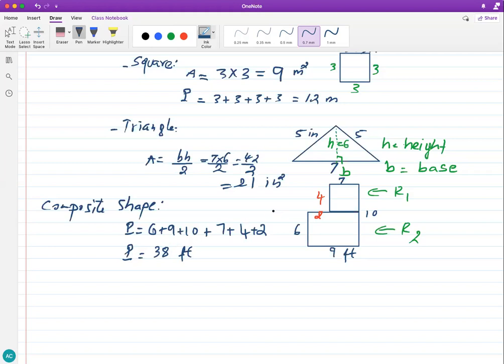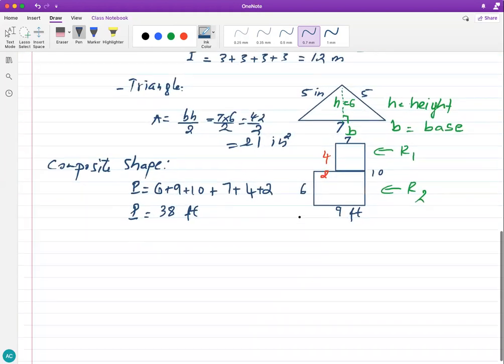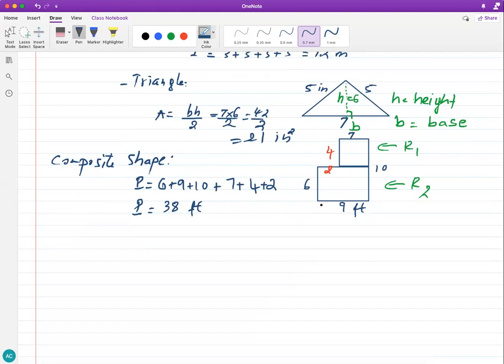So always find the missing sides first. Split your shape, the weird shape. Do not just add what you have. So that's the perimeter. Now let's find the area. Again, this is not one rectangle. You can't just multiply 9 by 10. That would be wrong, okay? Unless you had a complete rectangle. So this is not 9 times 10.